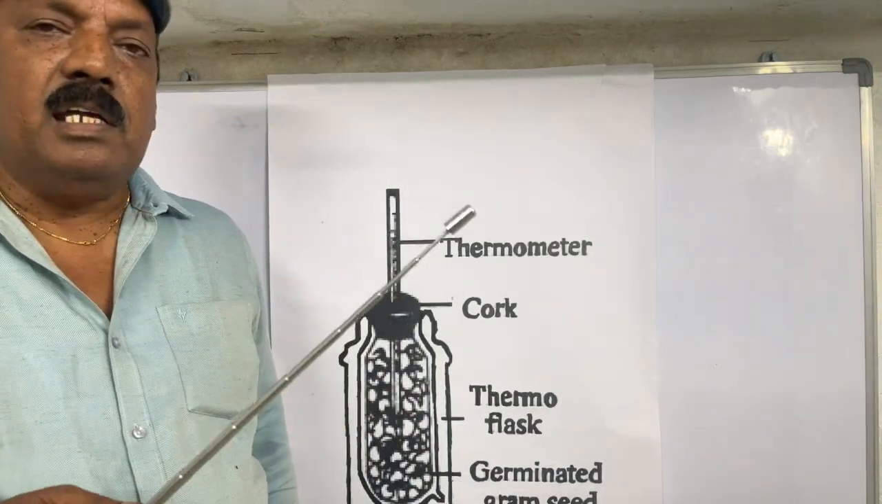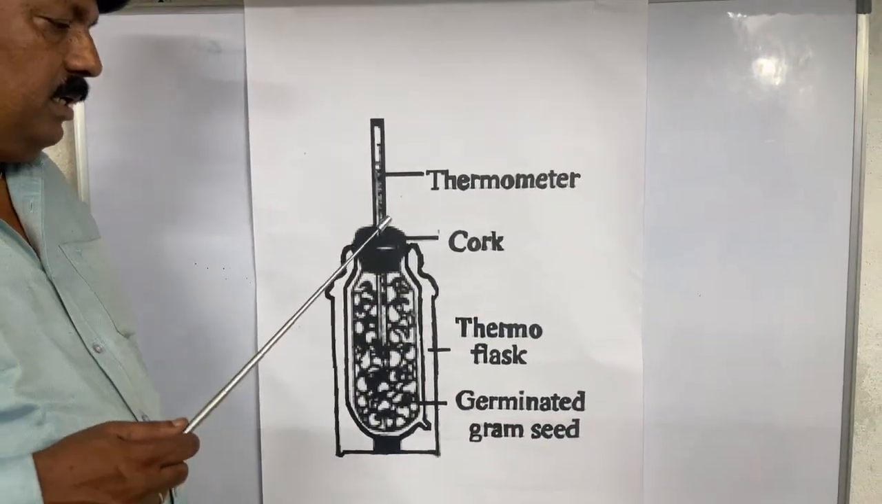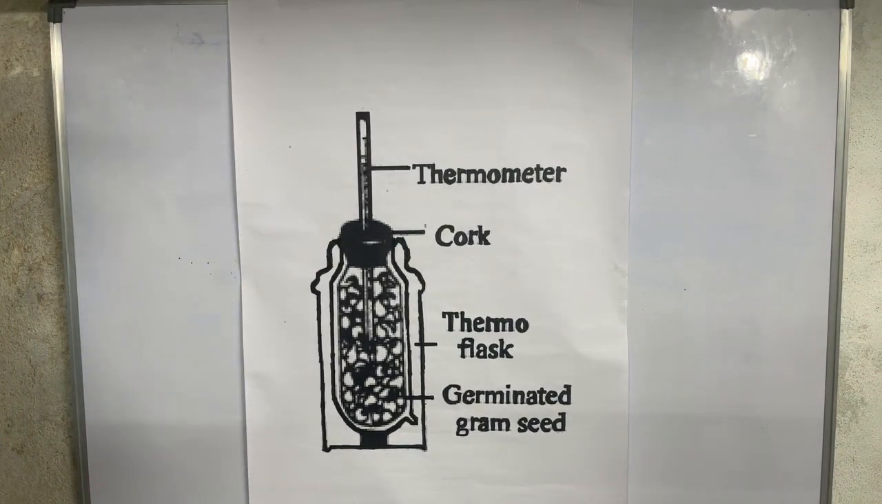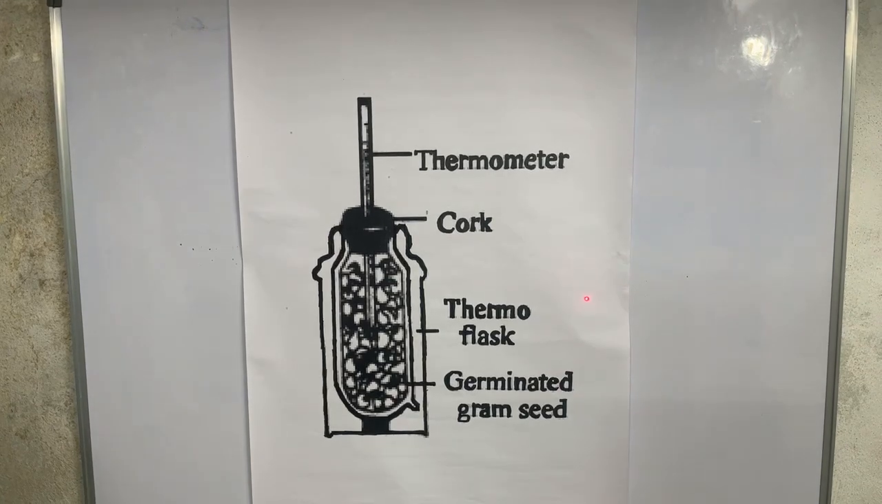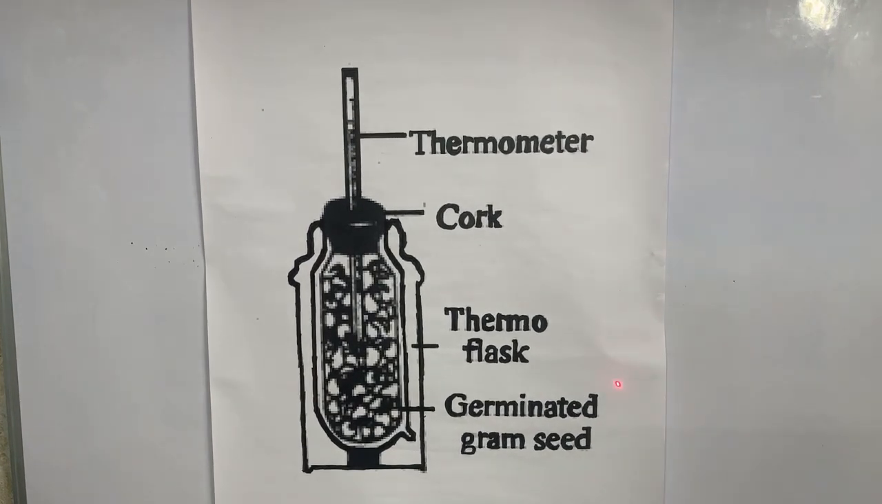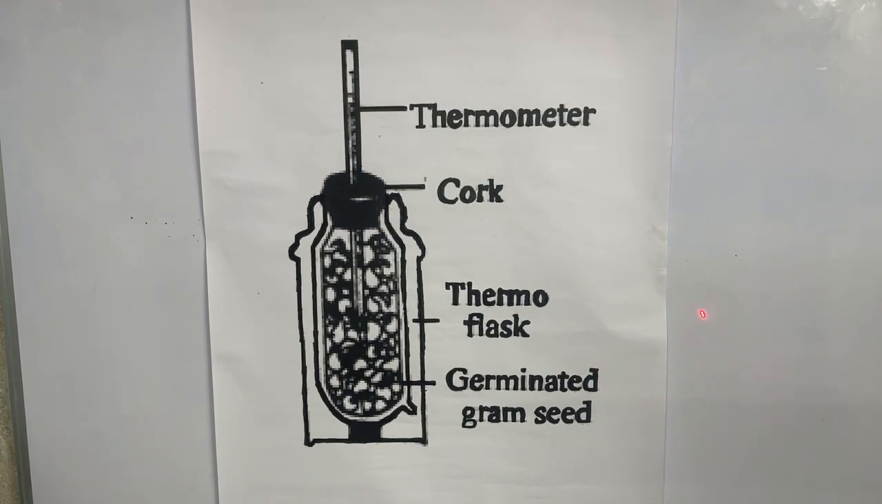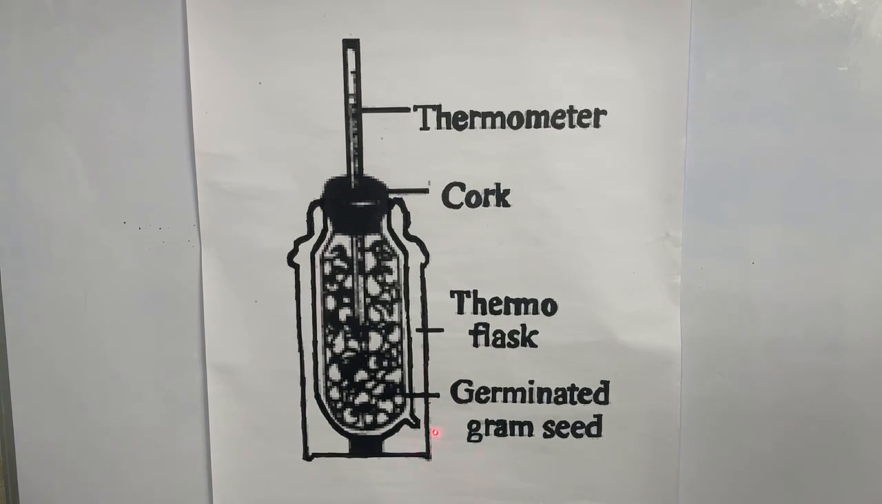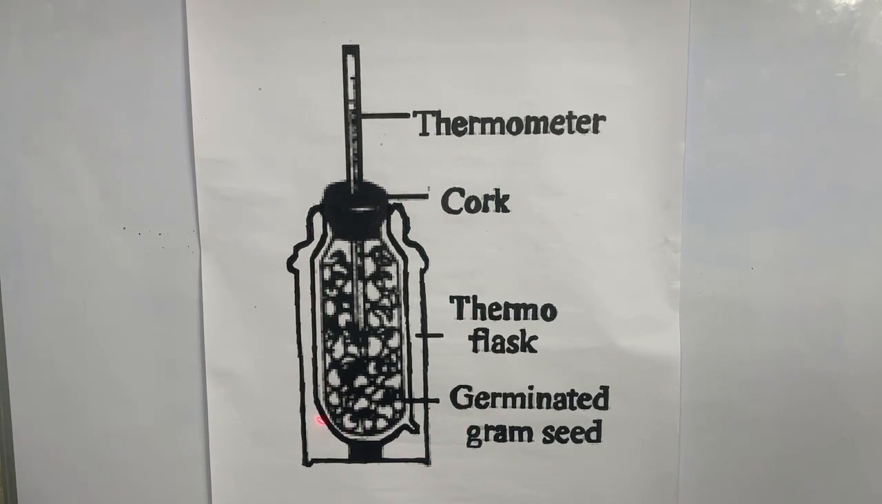So now directly coming back to this experiment, here I am taking two thermos flasks. In one thermos flask I am keeping the dried seeds, one cork, and one thermometer to measure the temperature. And in another, this one is a thermos flask only. Here I kept germinated seeds.